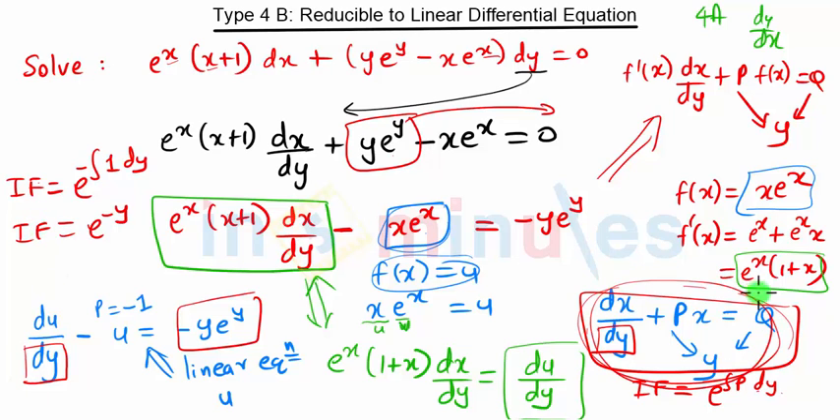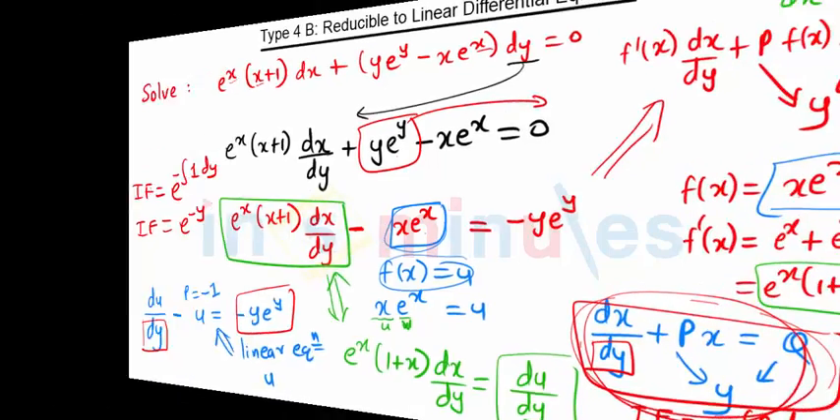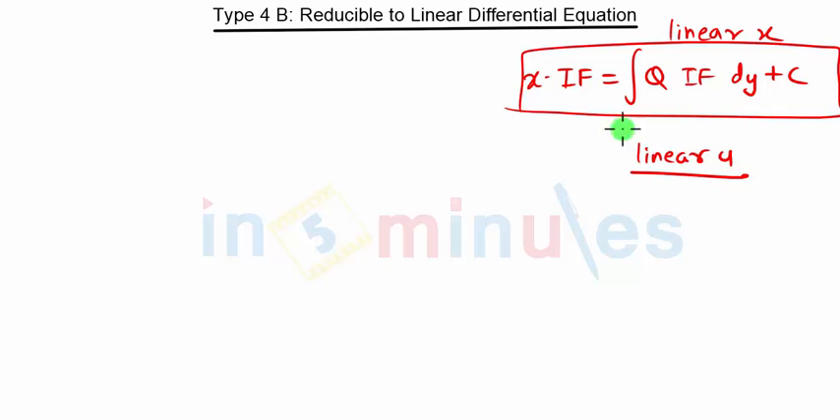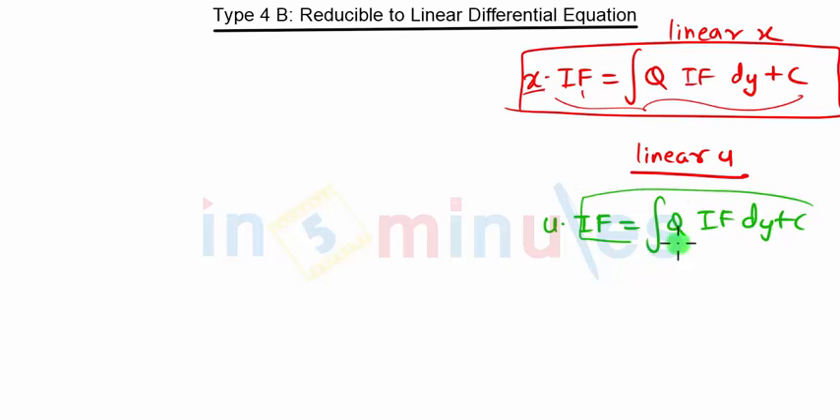When we have a linear equation in x, what is its solution? Its solution was x into integrating factor equal to integration of q into integrating factor into dy plus c. So this was the solution for a linear equation in x, but we have a linear equation in u. So this part will remain the same, but instead of x we will have u. So u into integrating factor equal to integration of q into integrating factor, and this part will remain the same.